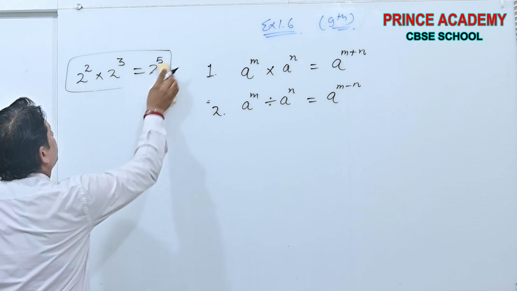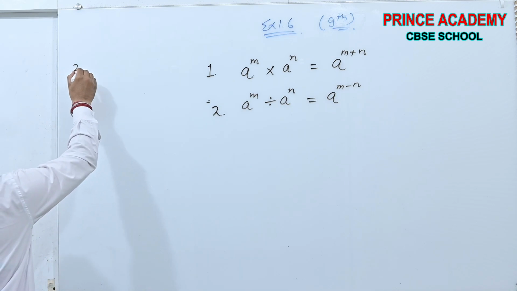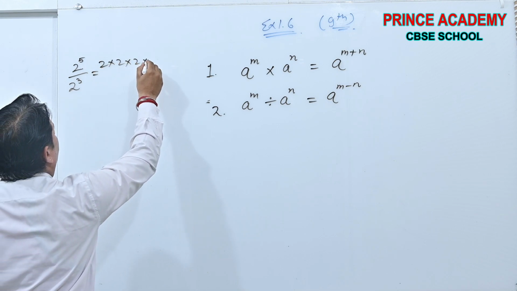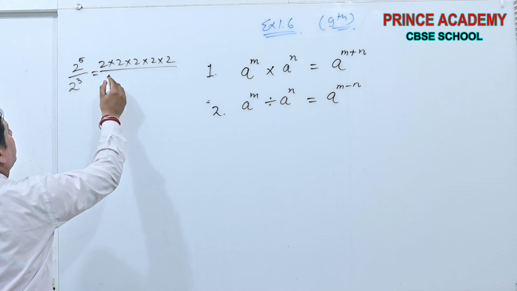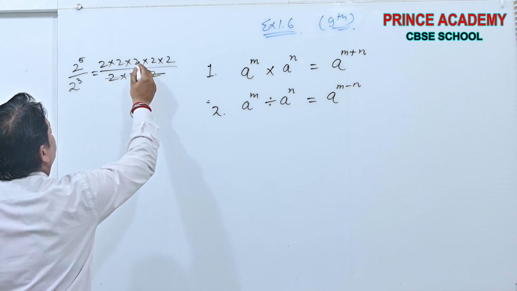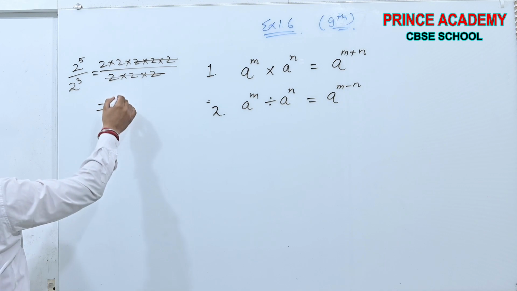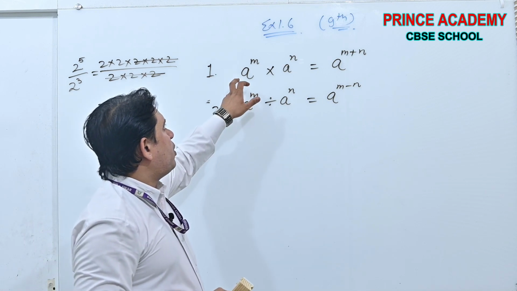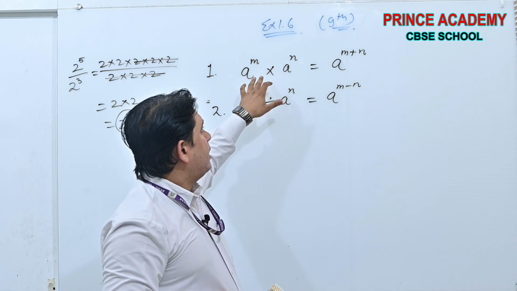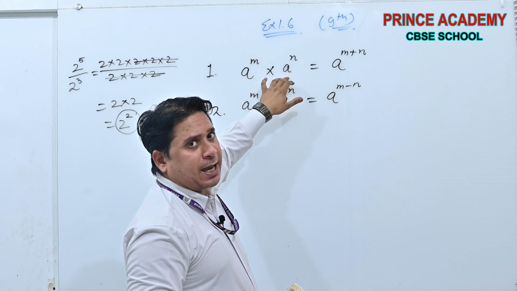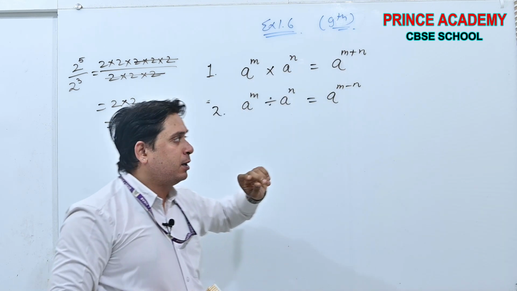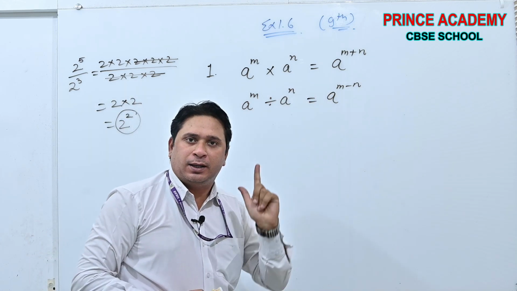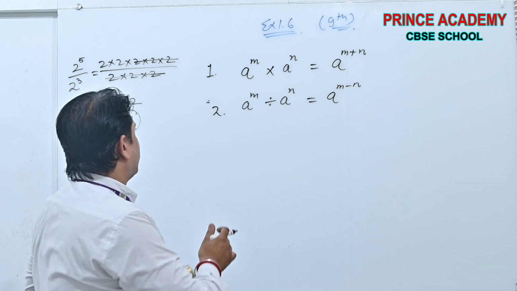See, if we were to divide 2 raised to power 5 by 2 raised to power 3, I write 2, 2, 2, 2, 2, and how much is here? 2, 2, 2. 3 2's will cancel 3 2's. 2 2's are remaining, 2 raised to power 2. Yes or no? That's why, beta, whenever you are multiplying and the bases are same, in that case powers will be added. Whenever you are dividing and bases are same, powers will be subtracted. Two rules, beta.